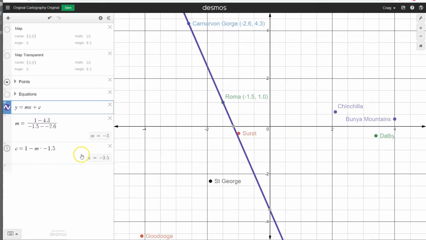If you find that the value for c or even the value for m is a non-rational number, as in it's a decimal that cannot be simplified neatly, then you need to click on this to get the exact form, because we always want exact form.